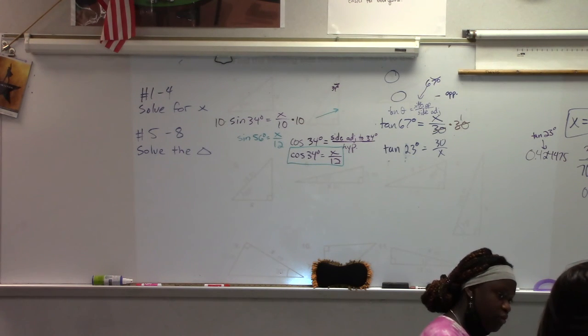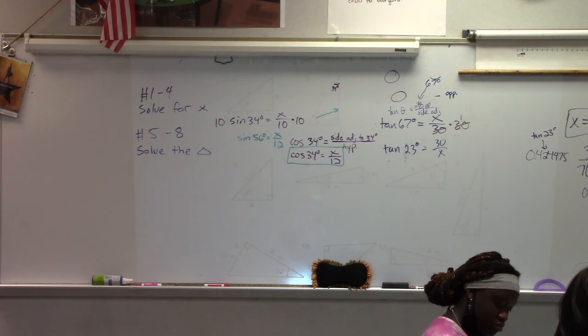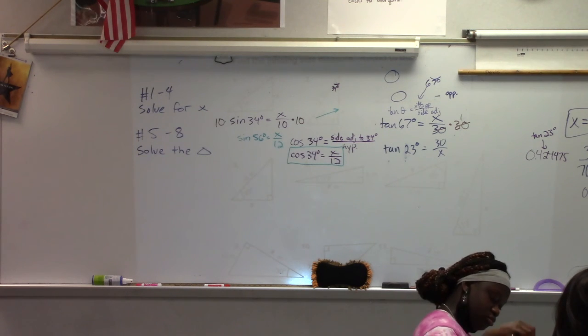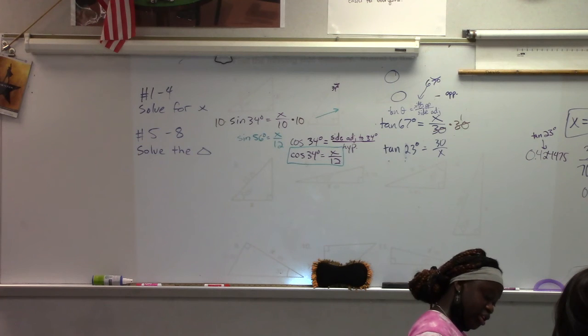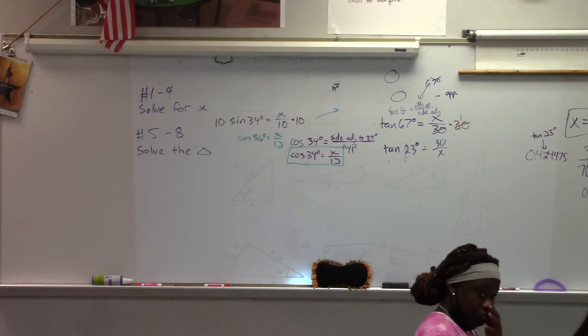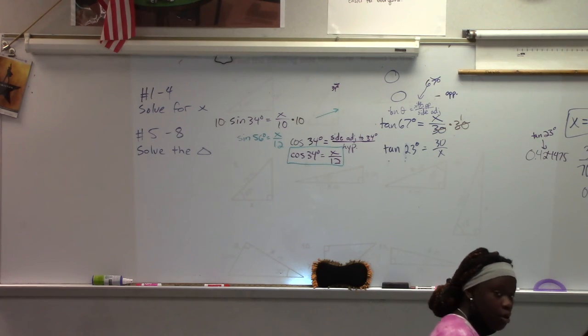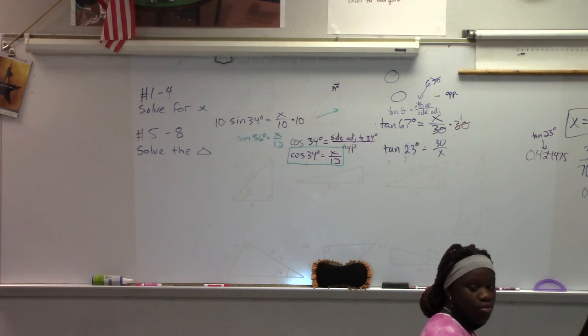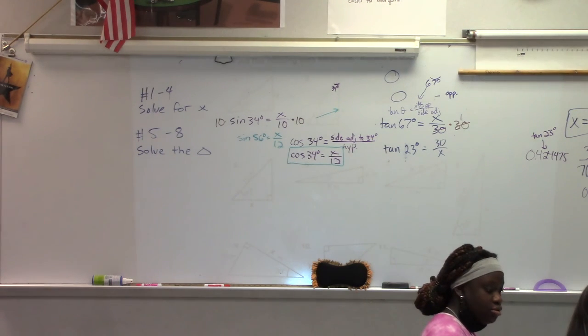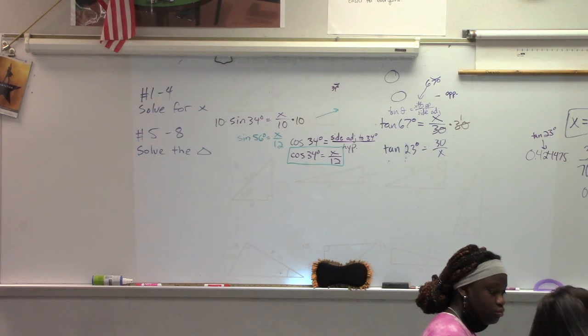Why'd you do 12 divided by the cosine of 34? You have the cosine of 34 degrees is equal to x divided by 12, correct? What do I need to do? I'm going to show you the picture. Pay attention to how the equation is set up.